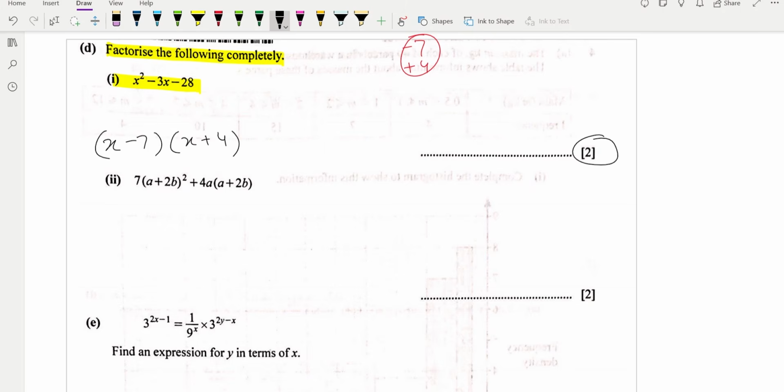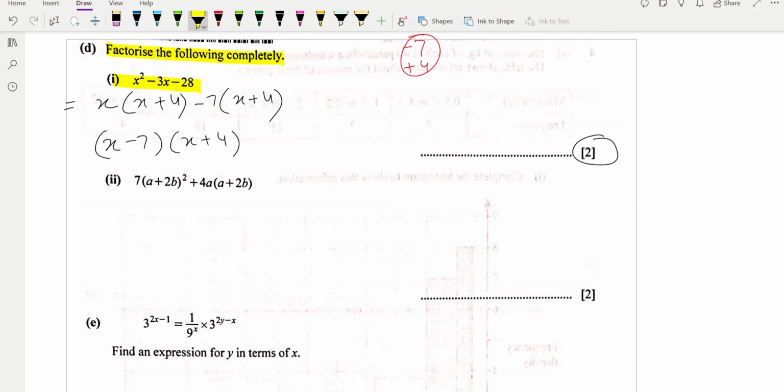An intermediate step we'll be writing because this is a 2-mark question, so we will write this x over here, and then we will write this whole step, which is x +4, and then we will write this -7 over here, and then we will again write x +4. That's all. This will be the complete working which you can provide.